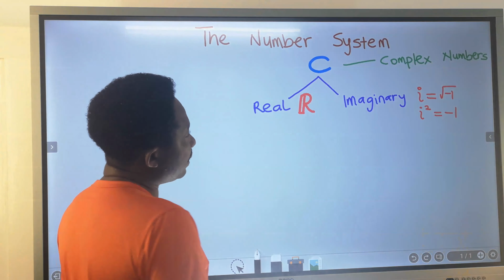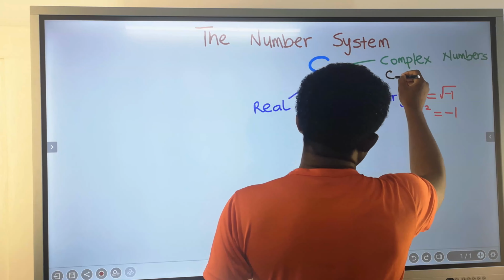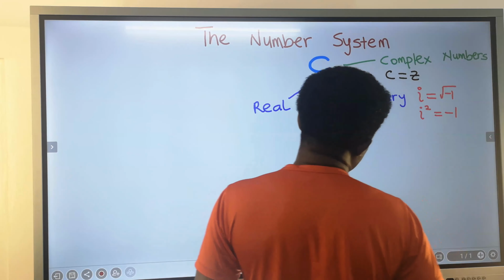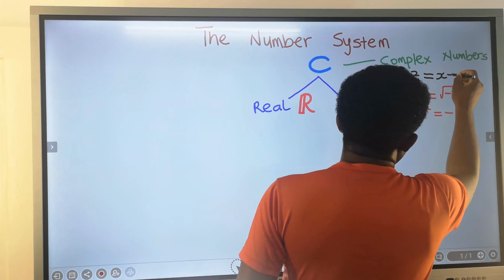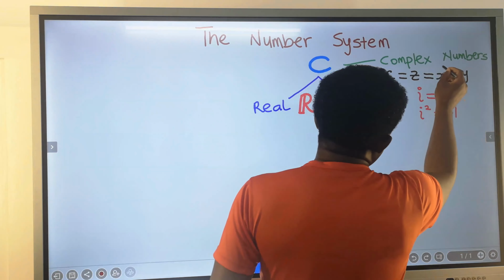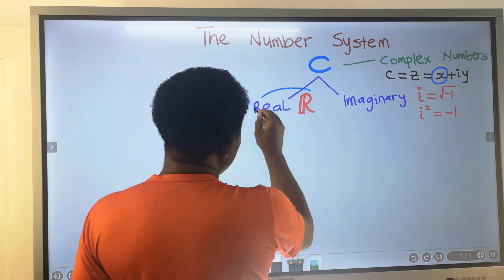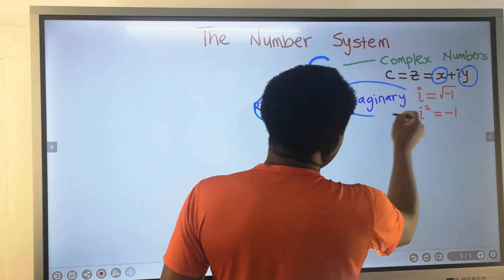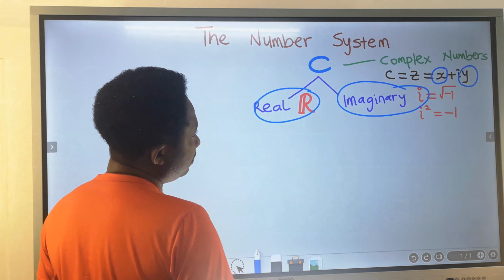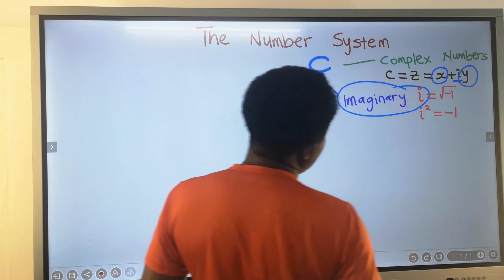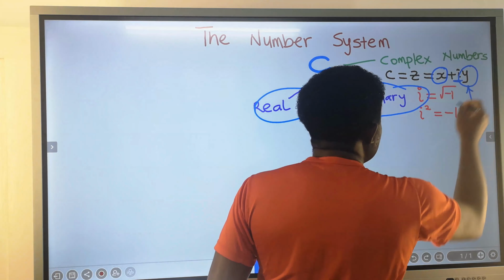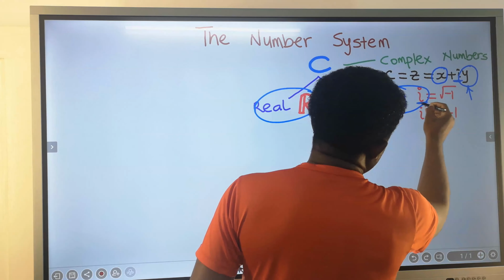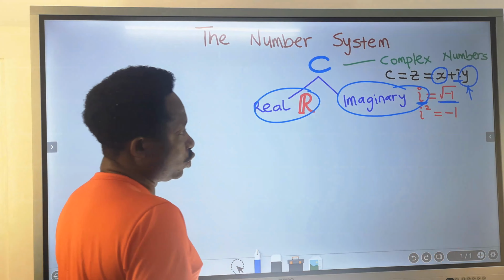We can generally represent a complex number as C, capital letter C, or with small letter z, as x plus I y. This part is the real part of the complex number, and the y is the imaginary part of the complex number. The I attached to this is telling us that this number is an imaginary number. Remember that this I is the square root of -1.